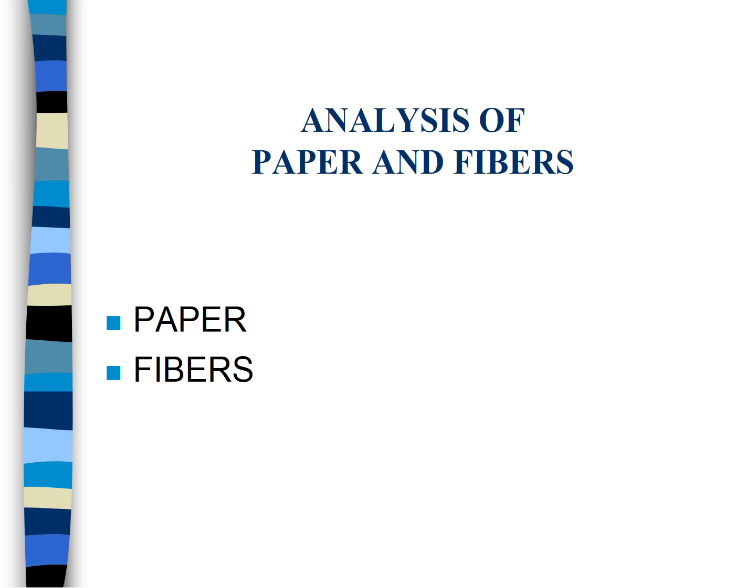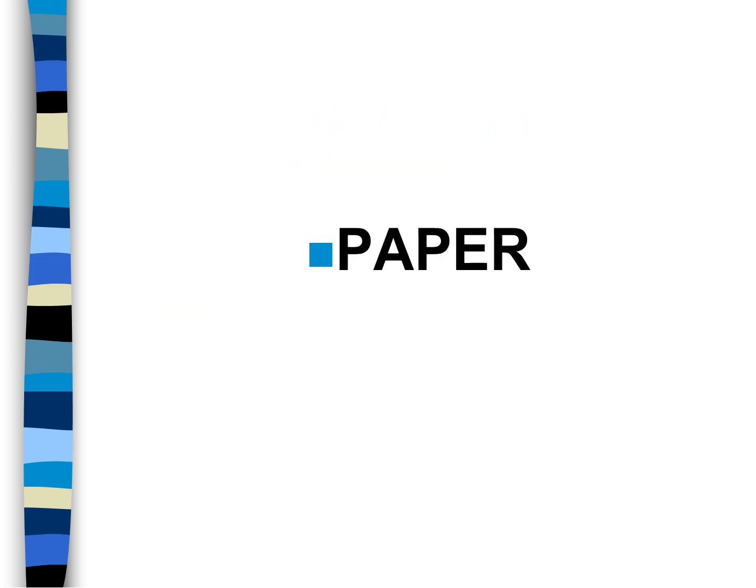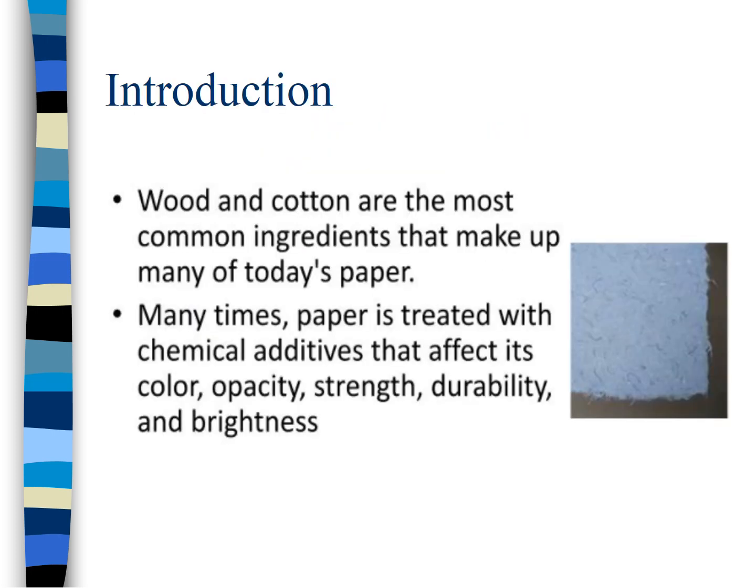So other analysis is for the paper and fiber. So we start with paper. So paper basically comes from wood and cotton, and most paper will have some chemical additive added to affect the properties of the paper, such as color, opacity, strength, durability, and brightness.